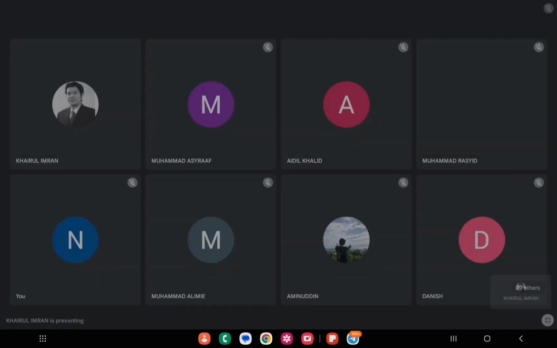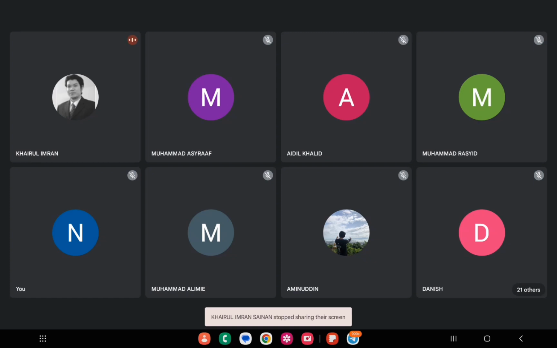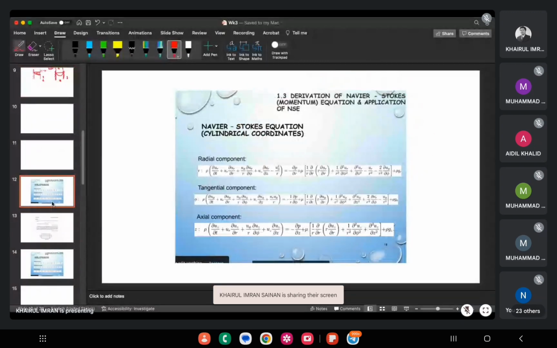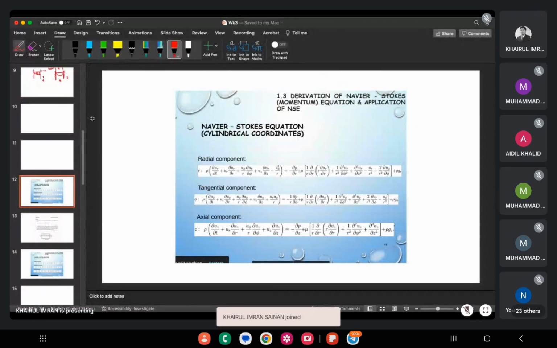You're gonna go for Navier-Stokes. Oh, still Navier-Stokes, but instead of Cartesian coordinates, I'm going to go for cylindrical coordinates. Okay. Right. Cartesian coordinates is in terms of x, y, and z. Okay. Right. But for cylindrical coordinates, this is for cylinder.